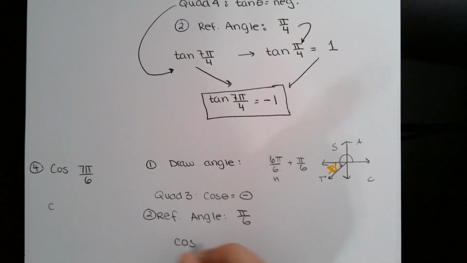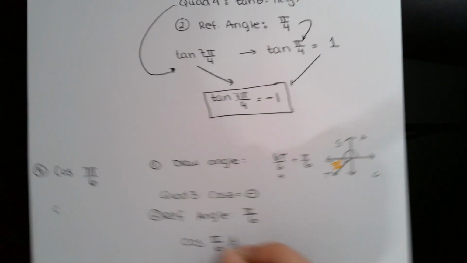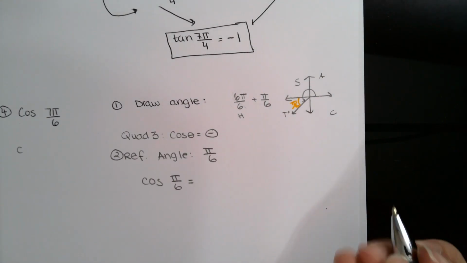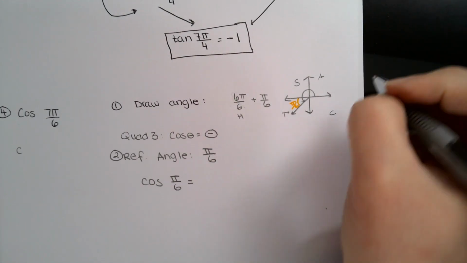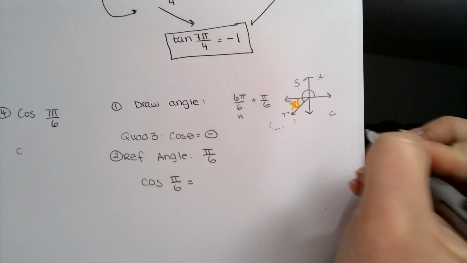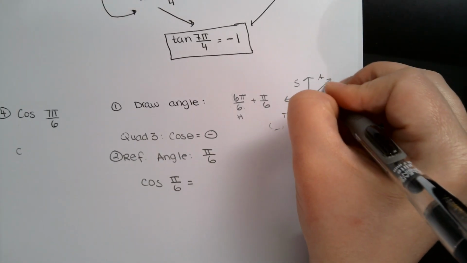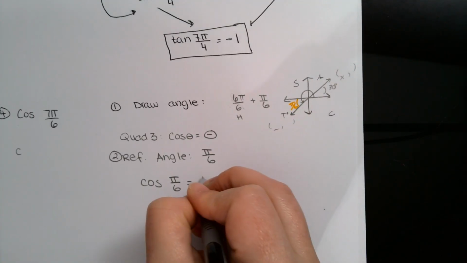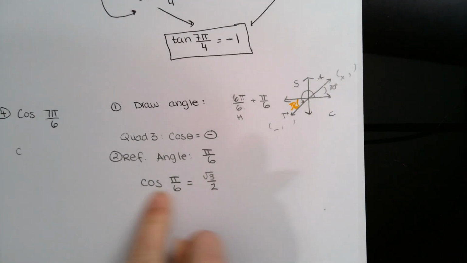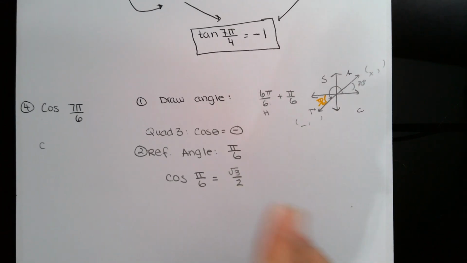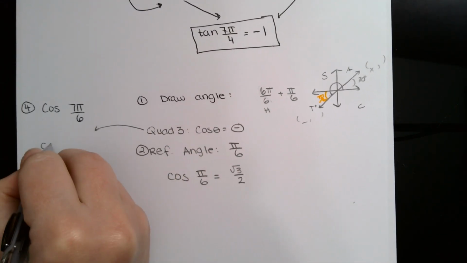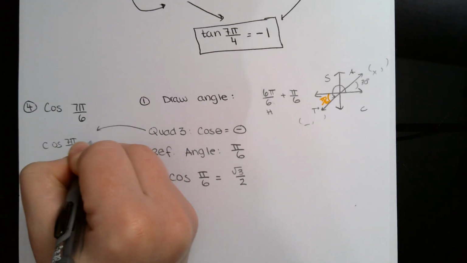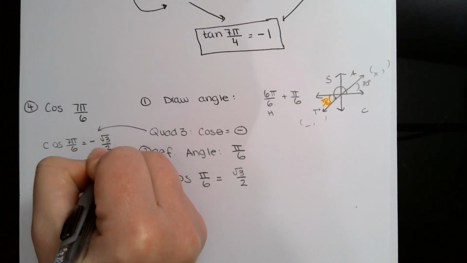So if we do cosine of pi 6, again, 3 and 6 have a relationship with each other. This is 30 degrees. Cosine is our x value. So we're looking at the 30 degree here, pi 6, for our answer, which is going to be root 3 over 2 for quadrant 1. But since we are in quadrant 3, cosine of 7 pi 6 is going to be a negative root 3 over 2.